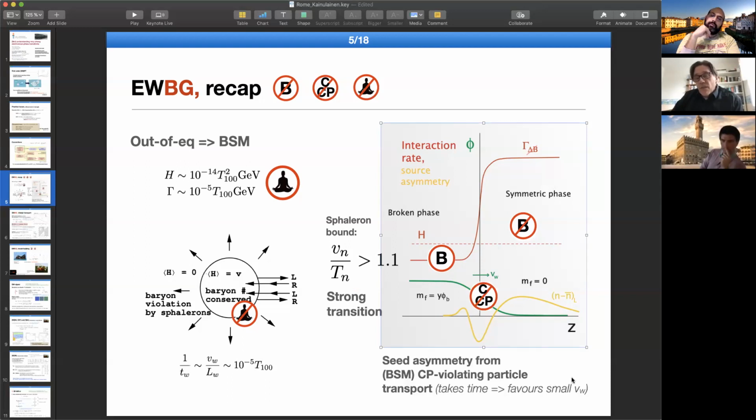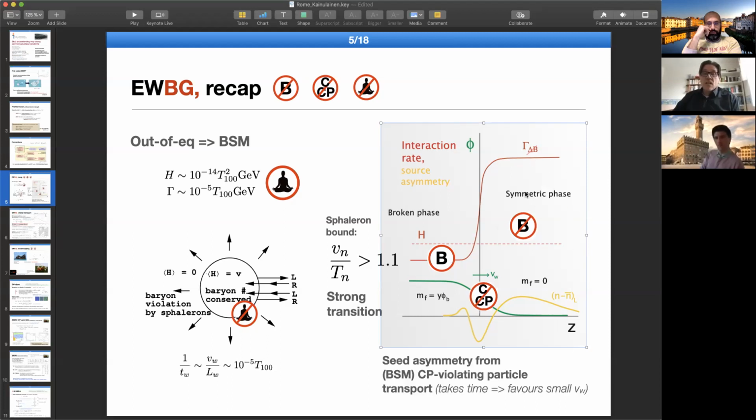So the thing is that this kind of transport takes time. That's why we want to have a strong transition, but it can't be too strong, because typically a very, very strong transition leads to wall velocities which are close to the speed of light, and then there's not much time for this diffusive process to go on, and the yields get maybe too small.